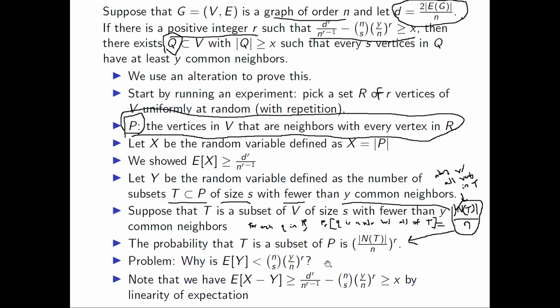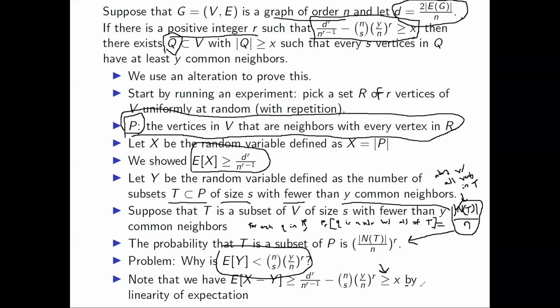So assuming that this problem is a true statement and using the bound that we proved on the expectation of X, combining these two together, we see that the expectation of X minus Y is at least t to the r over n to the r minus 1 minus n choose s times y over n to the r. And here's where our assumption up here comes in. By that inequality, we know that this is at least x.